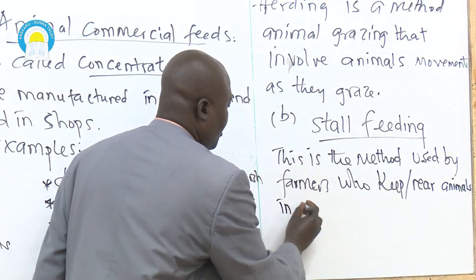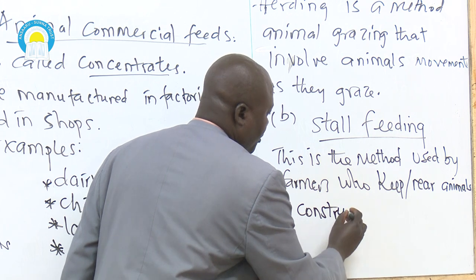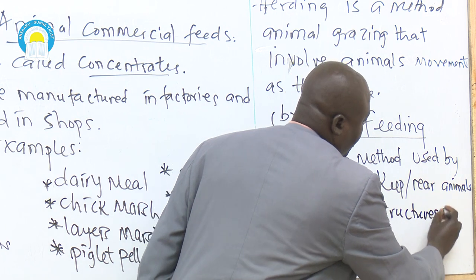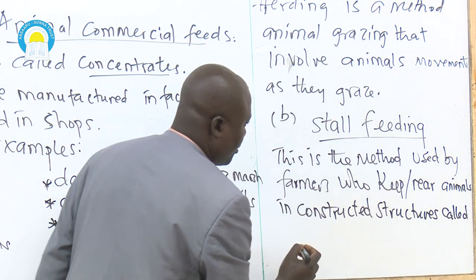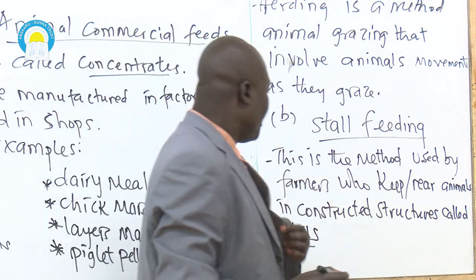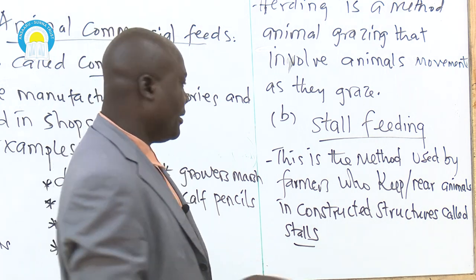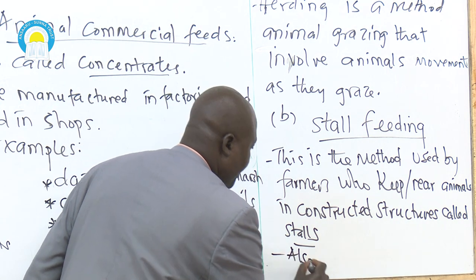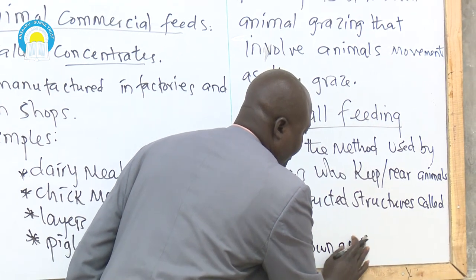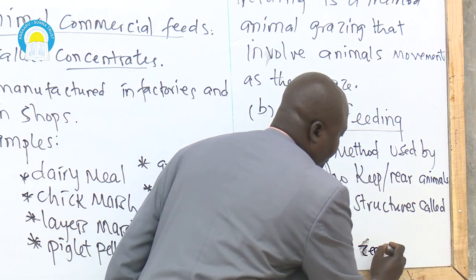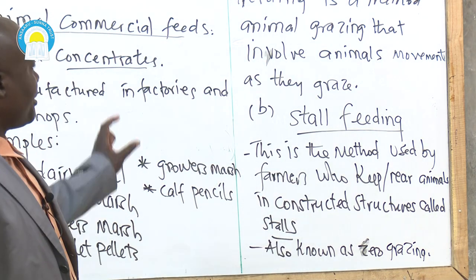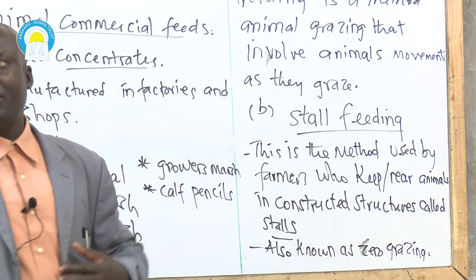Animals in constructed structures called stalls. So that's why the same method, we can also call it zero grazing. The animals are kept in the house. Which is the main advantage of zero grazing or stall feeding?